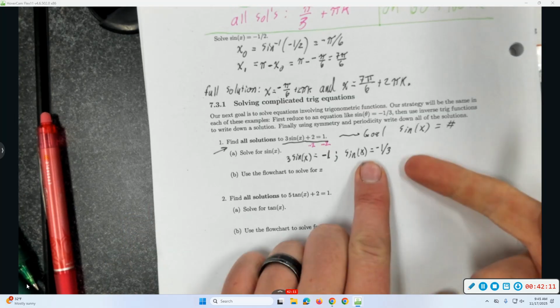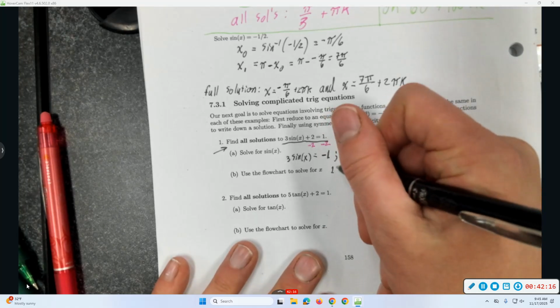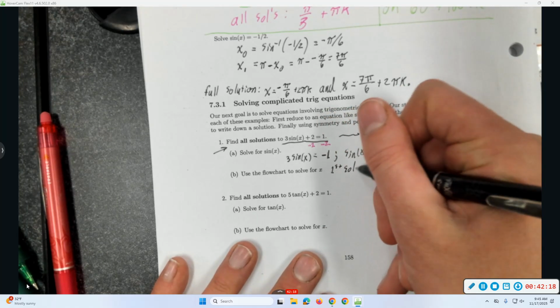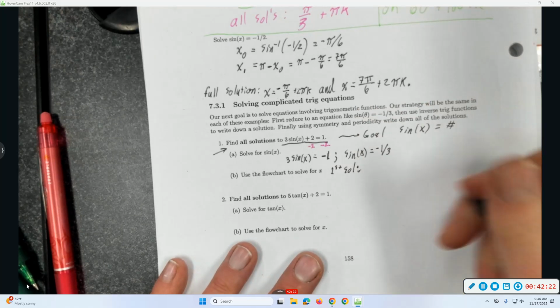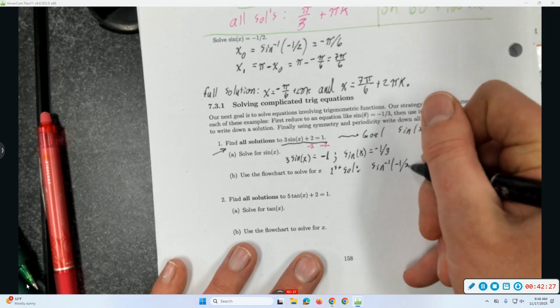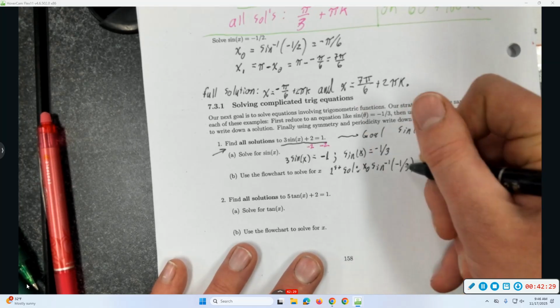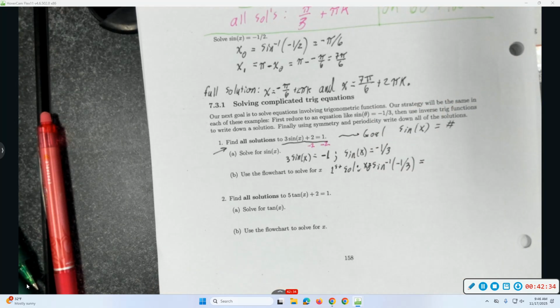Now that we have an equation that looks like that, what's the first solution you see? Sine inverse of negative 1 over 3. Cool. If you look at your unit circle, is that a y value you see on the unit circle? No, so I can't use the unit circle to simplify. You can use a calculator to get a decimal approximation.